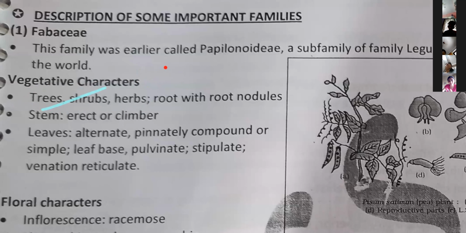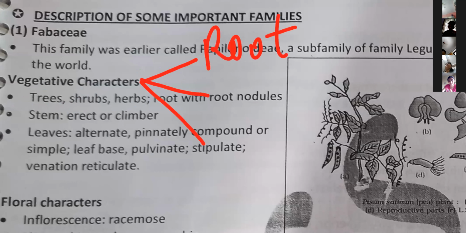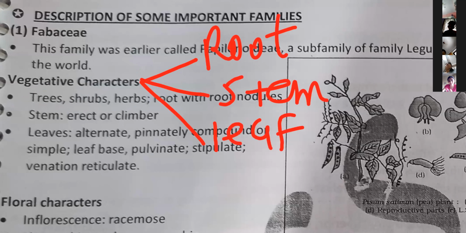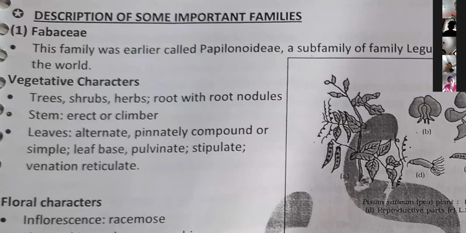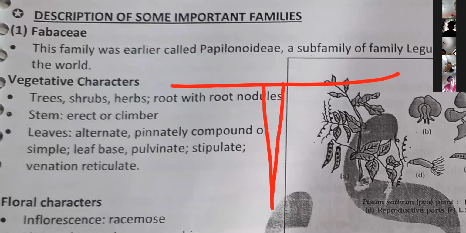Now next, vegetative characters. For that, vegetative parts are present, which are the root, stem, and leaf. So first, root. In the root, root nodules are present. You have heard that rhizobium bacteria are present in the root nodules, right? Basically, a taproot system is present.